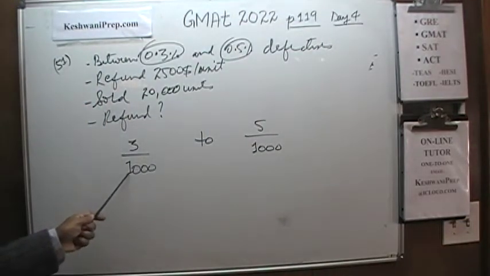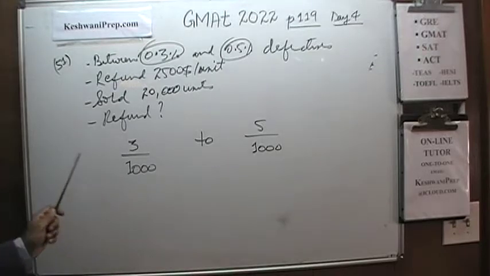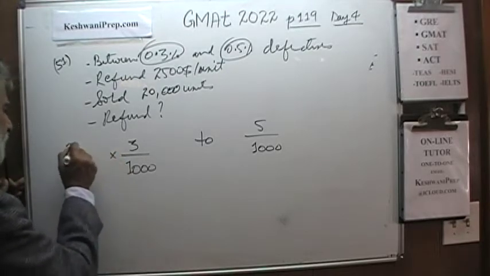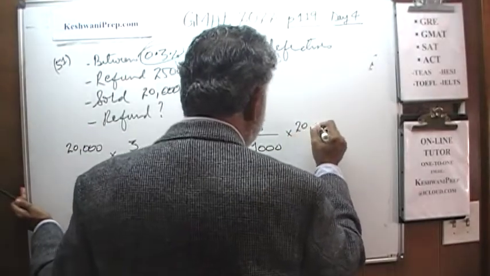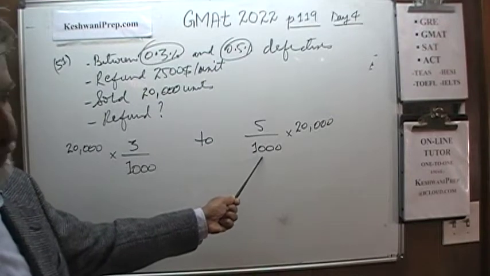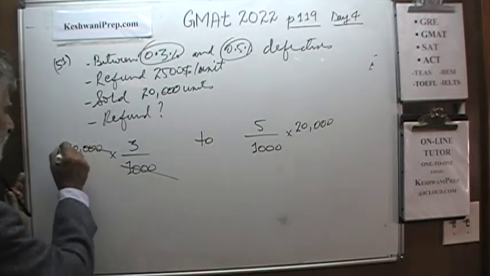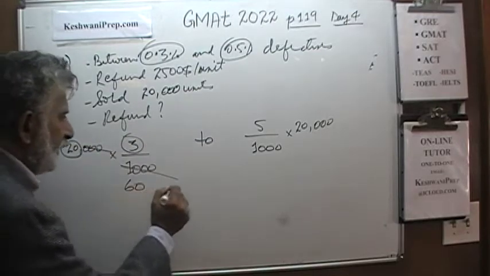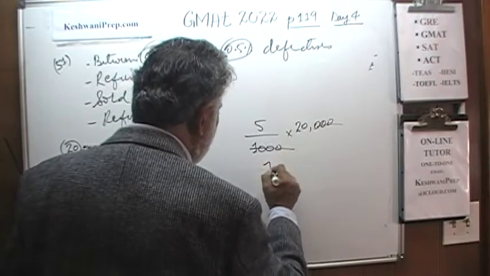But we are not making 1,000. This is 3 out of every 1,000. That's 0.3%. 0.3% of what? 0.3% of 20,000. 0.5% of 20,000. This represents the percentage in the fraction form. So 1,000 goes away, and we end up with 20 times 3, which is 60. Here, 1,000 goes away, and we end up with 20 times 5, which is 100.